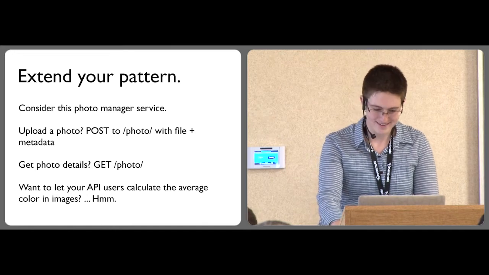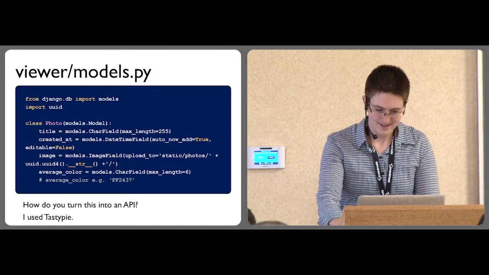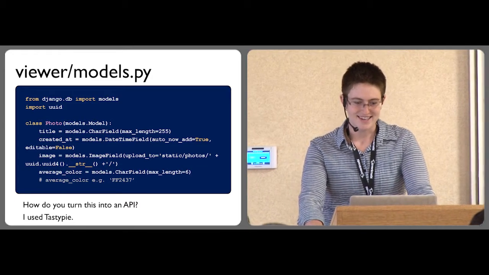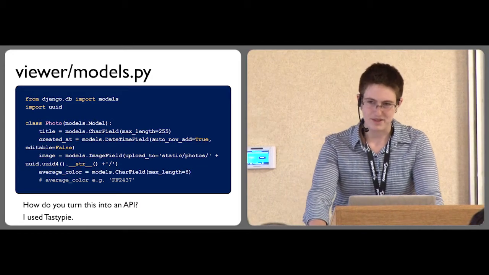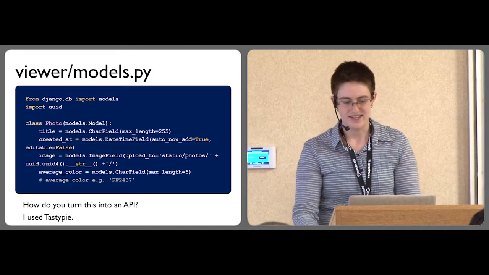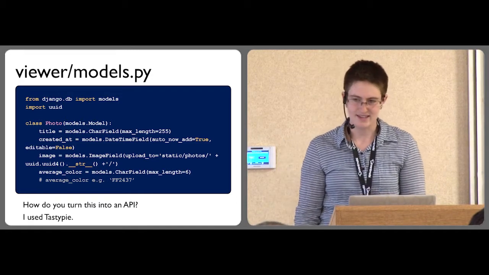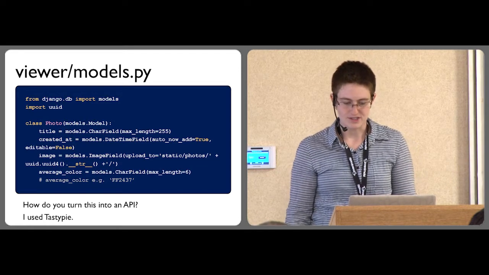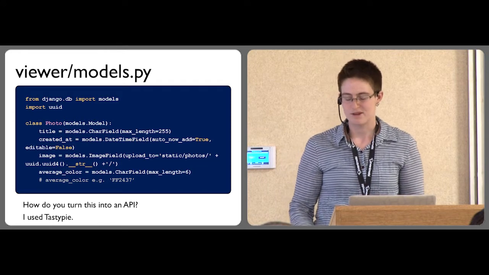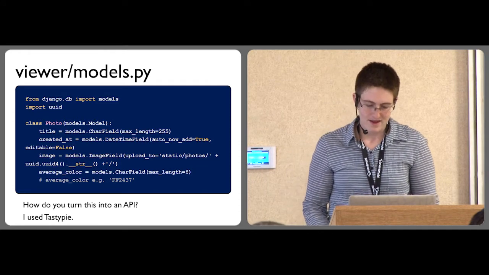So how would I go about doing that? Let's do it. I would start by using Django, because I heart Django. And this is the very simple model that I would create to represent a photo. It's got a title, a date time for when I made it, and an image field for the image itself. And then I'm going to pre-calculate the average color of the pixels within the image, because there's no reason to calculate that on the fly.